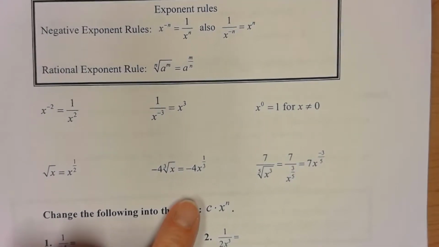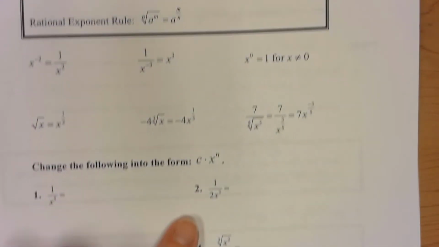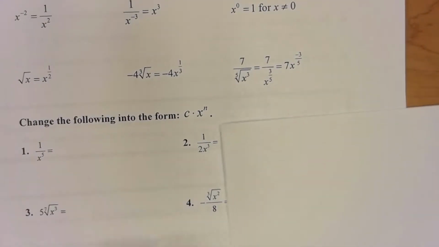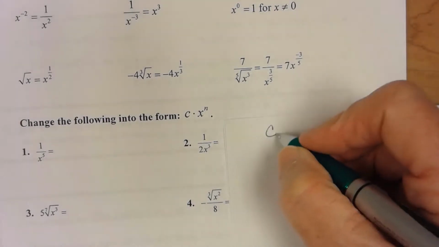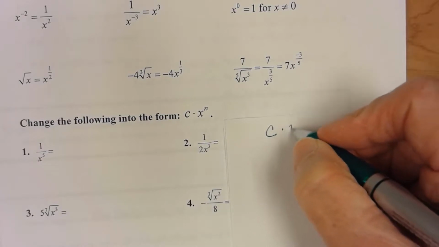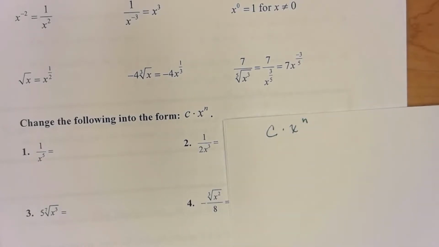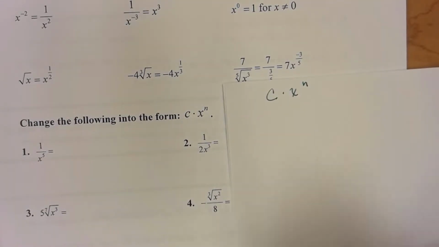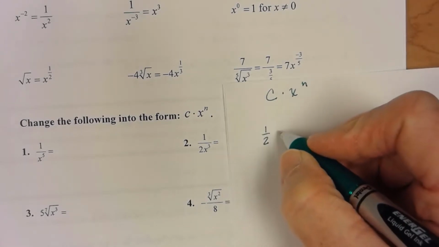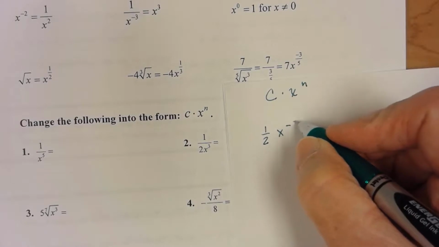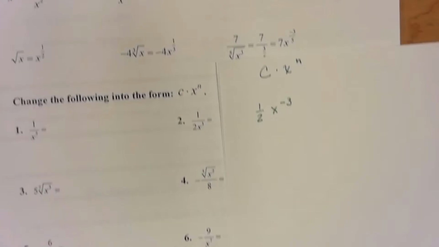Now, I had some examples here of how to rewrite. I'm going to do a few of these, but it's imperative that you're able to write these problems in the form of a constant times x raised to an exponent. So in this one, only the variable moves, so that would be 1/2 x, and if I move it to the numerator, it becomes -3.